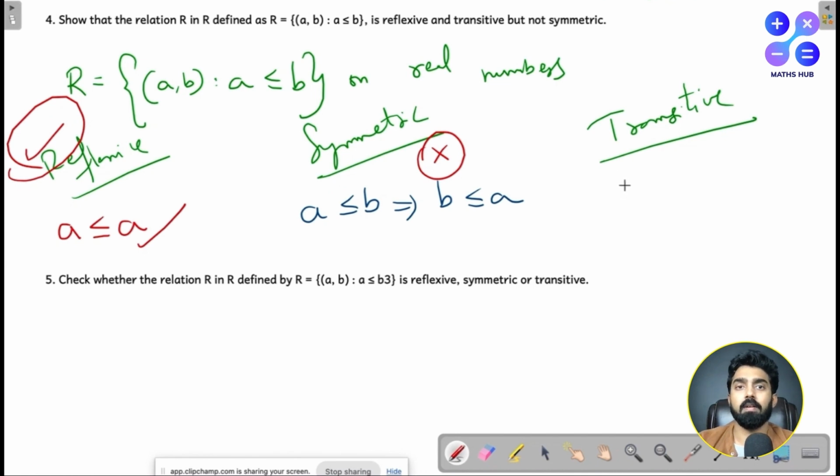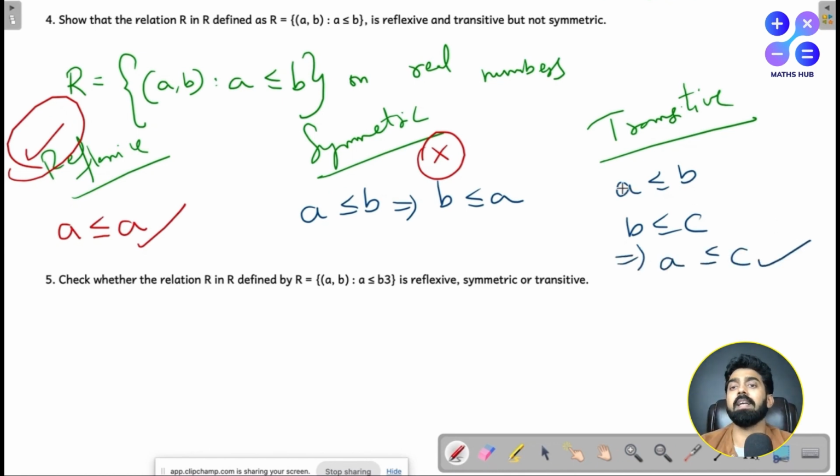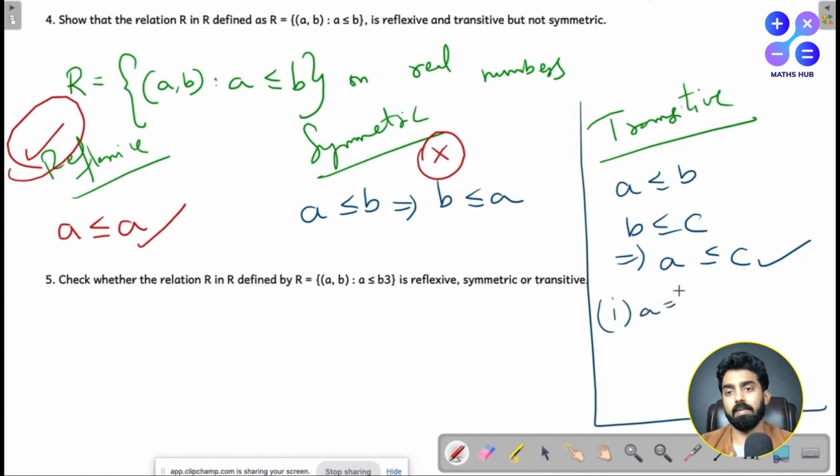If a is less than or equal to b and b is less than or equal to c, does that mean a is less than or equal to c? Yes. If a is less than b or equal to b, let's take the case, right? So if a equals b, for example, if you take the first case, a equals b, right?